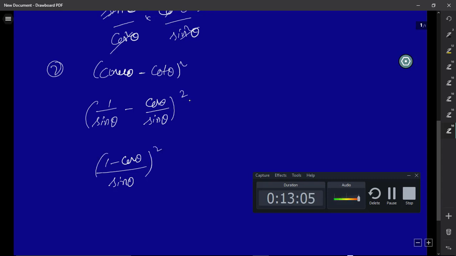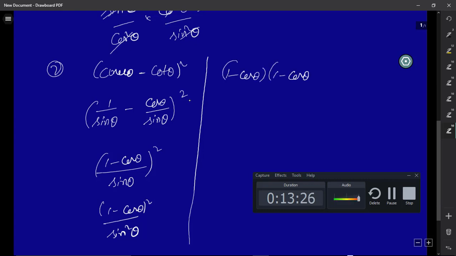Now this square goes for the numerator also and it goes for the denominator also. So this square goes for the numerator, which is (1 minus cos theta) whole square, and this square goes for the denominator also, so sine square theta, right? Now (1 minus cos theta) whole square, I can write (1 minus cos theta) 2 times, right? I believe you must be knowing this. A square, I can write it as a into a. So in the same way, (1 minus cos theta) whole square, I can write it as (1 minus cos theta) into (1 minus cos theta). Sine square theta, I can write it as 1 minus cos square theta.